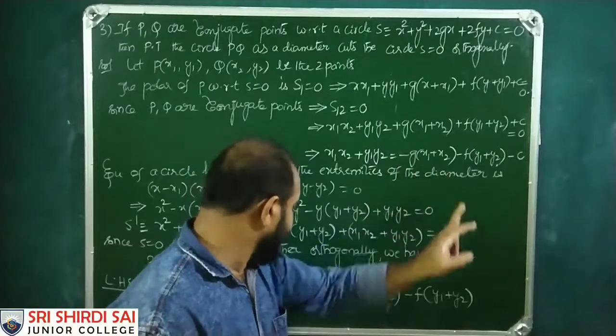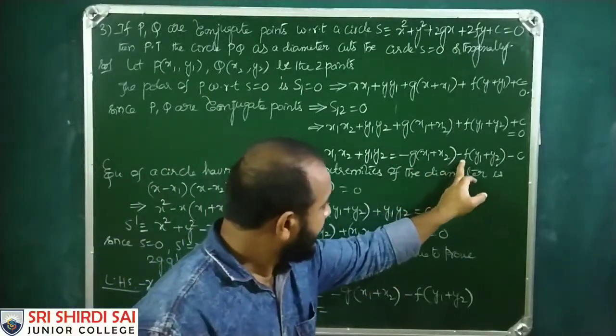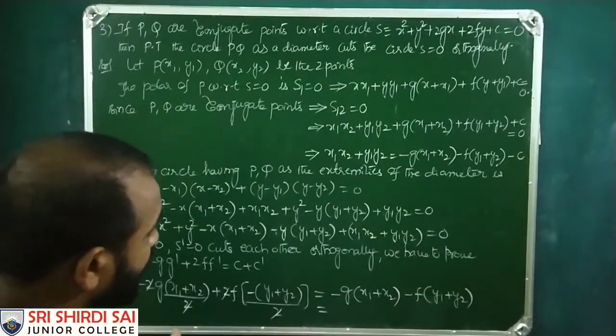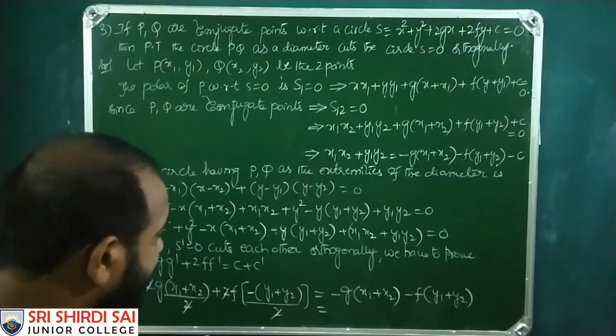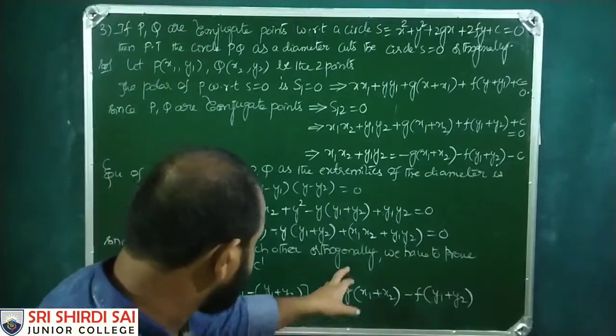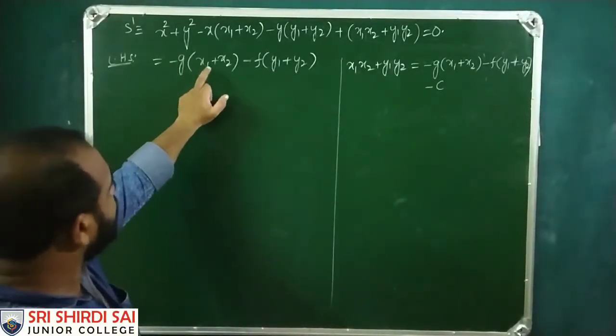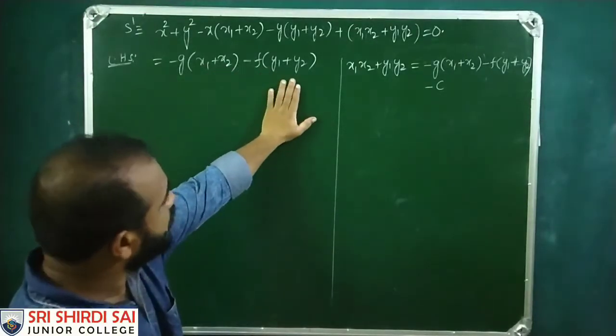So this is equals to, see this, minus g into (x1 plus x2) minus f into (y1 plus y2) is equal to c plus c dash, which is what we need to prove. So c dash is this, which is equal to minus g into (x1 plus x2) minus f into (y1 plus y2), which is what we got.